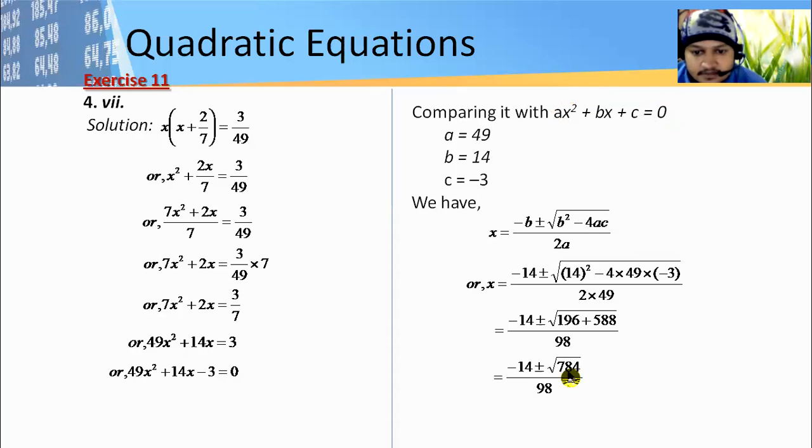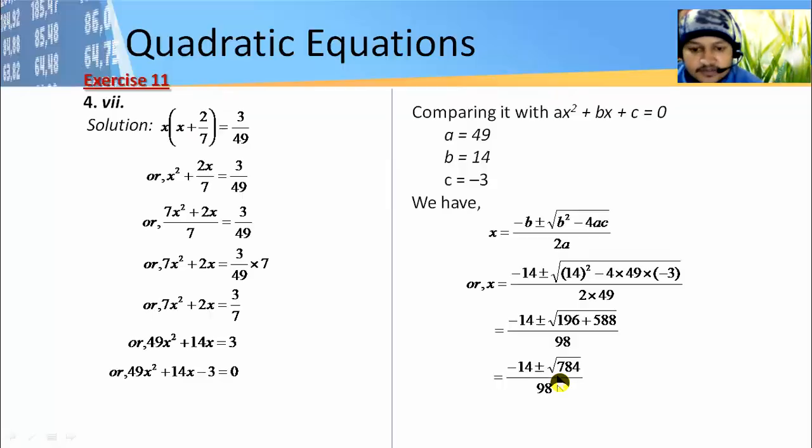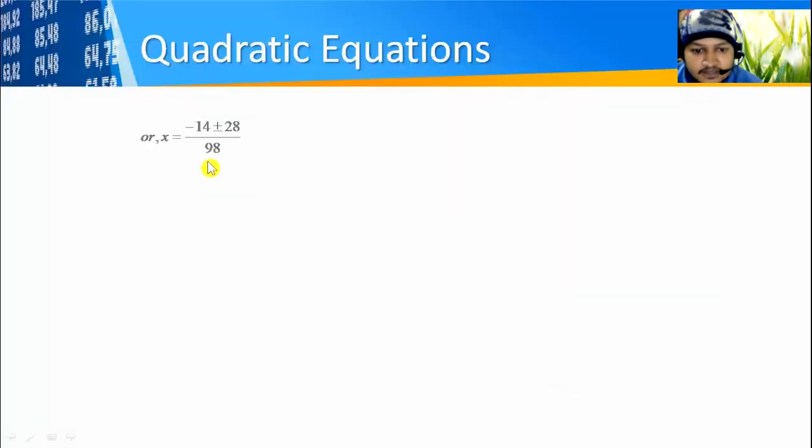That means try to take the square root of 784. Check it. What is the square root of 784? 28. And minus 14 plus or minus 28 divided by 98. This is the square root of 784, which was inside the square root sign on the previous page. This 784, its square root is 28, and the other two terms we have written as they are, minus 14 and 98.